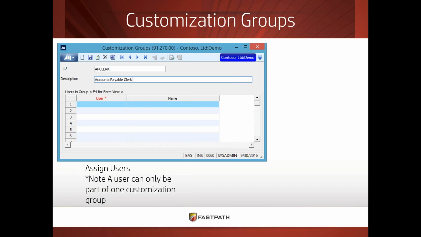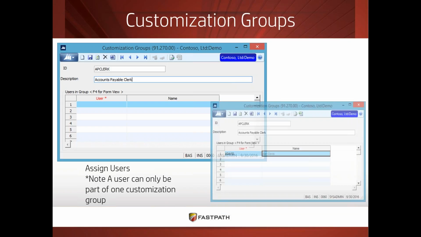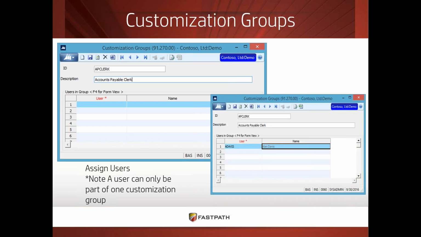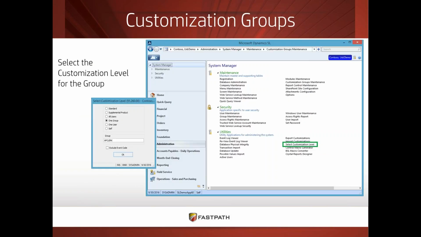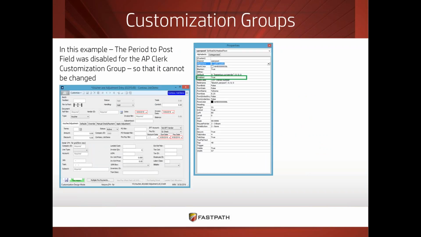And so what does that really do? What does that give me the ability to do within the system itself? Well, I'll assign a user, and then I can do a customization around that. I can change my customization level to that one group, in this case the AP clerk. I go into System Manager just like I would for any other customization, and then I can pick a field.